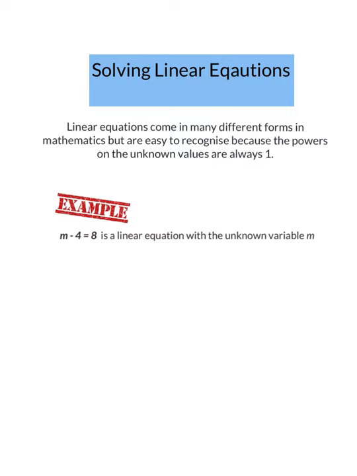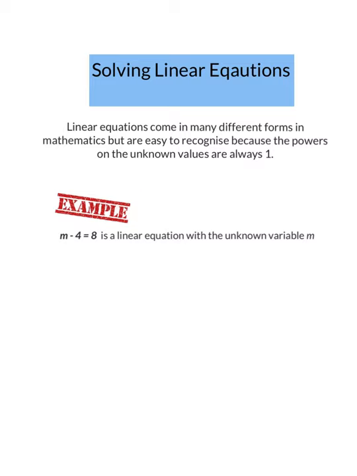Linear equations come in many different forms in mathematics, but are easy to recognize because the powers on the unknown values are always 1. Unknown values are our variables, like m down here. They might be m, x, y, z, and things like that. If there's no power, they're power 1, because m to the power 1 is just m, or x to the power 1 is just x.